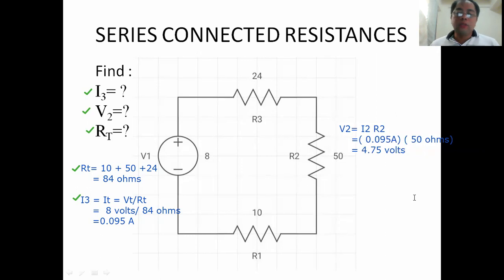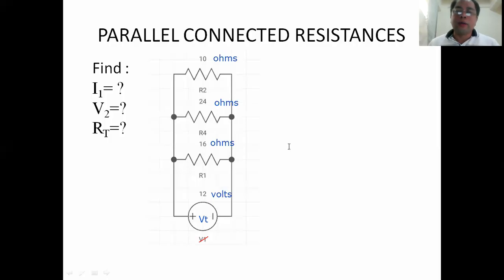Okay, now we go on to our next figure. Continuing, we are now on parallel connected resistances. So we are given, instead of R1, R2, and R3, we skip R3 and we have R4 instead. But there are only 3 resistances here.